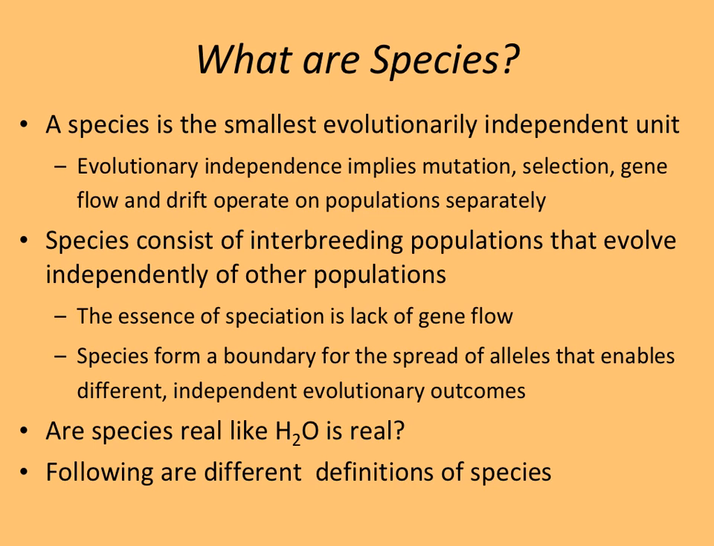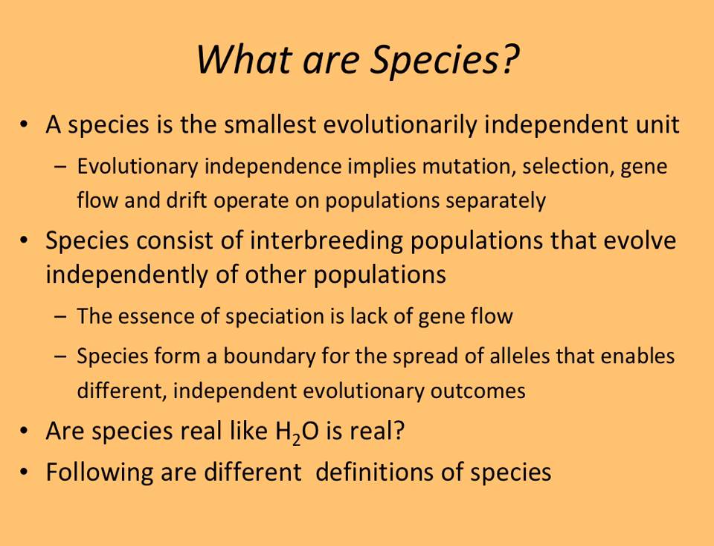So, species, for the law at least, is the smallest evolutionary independent unit. That implies there's no gene flow, but that mutation is happening, selection is happening, and drift operate on populations separately. Okay? So, if you split 2 species, one's over here, one's over there, there's no migration back and forth. Each species is going to be now on its own separate evolutionary trajectory.